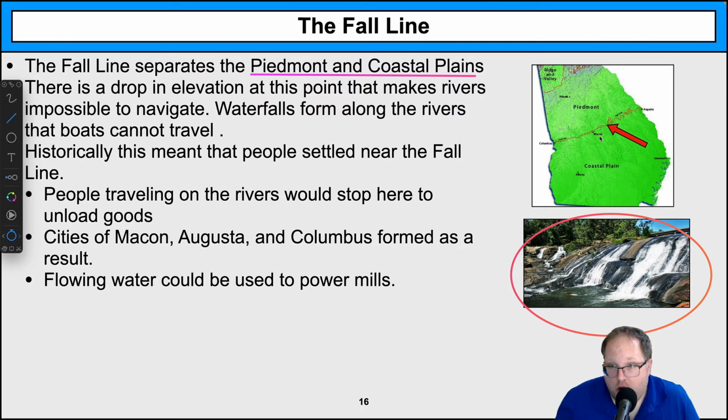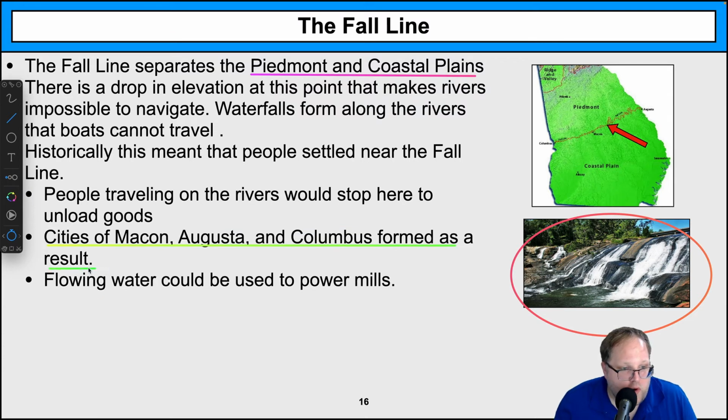Before you had cars and trains and other forms of transportation, people in Georgia would have used the Savannah River or the Chattahoochee River or other rivers to travel around the state. And when they got to the fall line, they would have had to stop and try to sell any goods they were trying to move if they were farmers, or they would have had to just get off because they wouldn't have been able to pass through this area. As a result, along the fall line, some of Georgia's biggest cities were formed: Columbus on the Chattahoochee and Augusta on the Savannah River. And if you look right here, it tells us that.